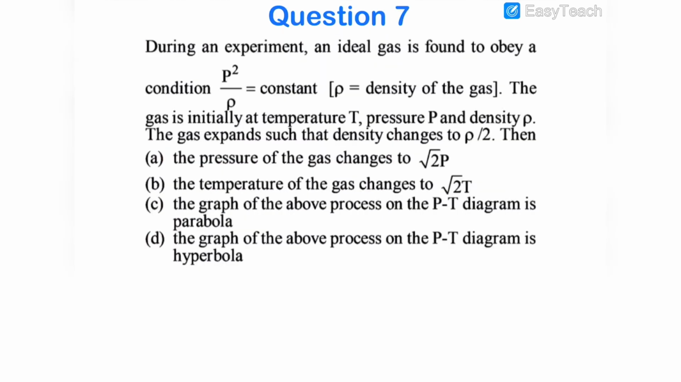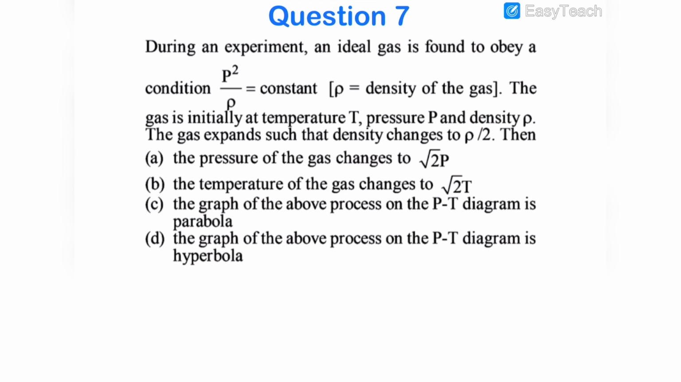In this question you can see that during an experiment an ideal gas is found to obey the condition P square by rho is equal to constant, where rho is the density of the gas and P is the pressure. The gas is initially at temperature T and pressure P, and the density of the gas initially is rho. If the gas expands in such a way that its density becomes rho by 2, then we have to choose the correct option.